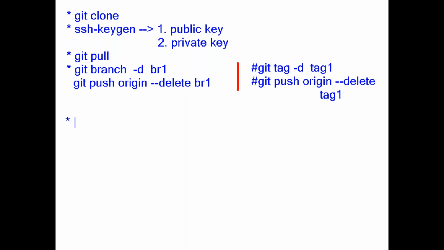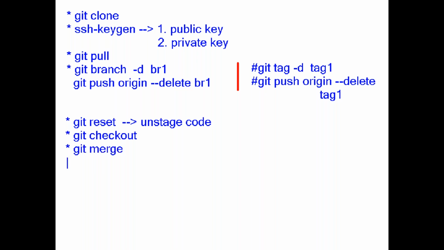And we already discussed how to revert the code. I said git reset. With this command, you can unstage the code, or you can use one more command, git checkout. Actually, git checkout can be used in two different cases: one is to get the code back, or else you can switch to other branches. And we have seen how to get the changes, like git merge, or else you can use git rebase. We can merge the code from one branch to other branches.